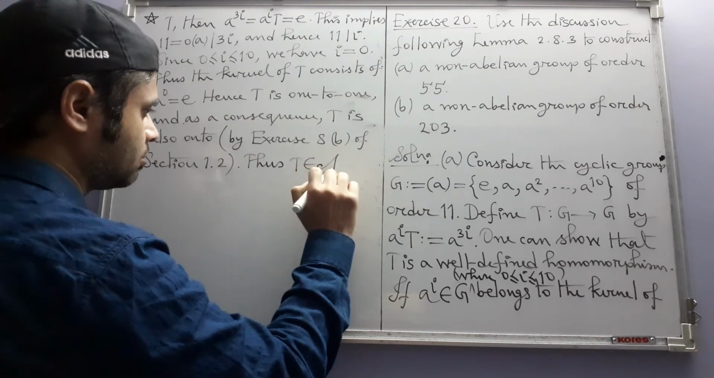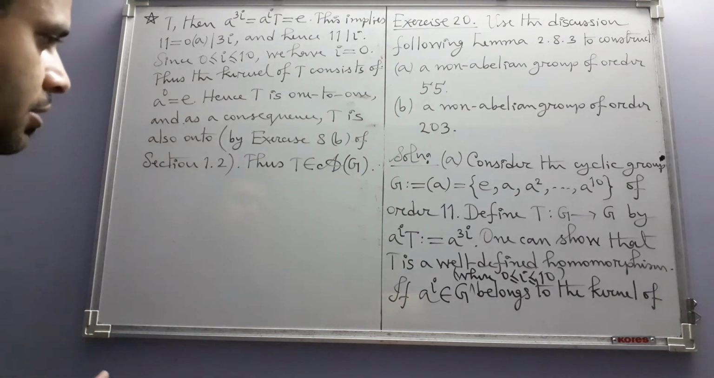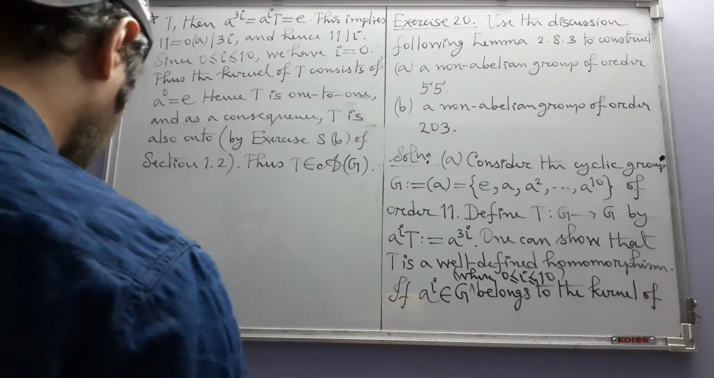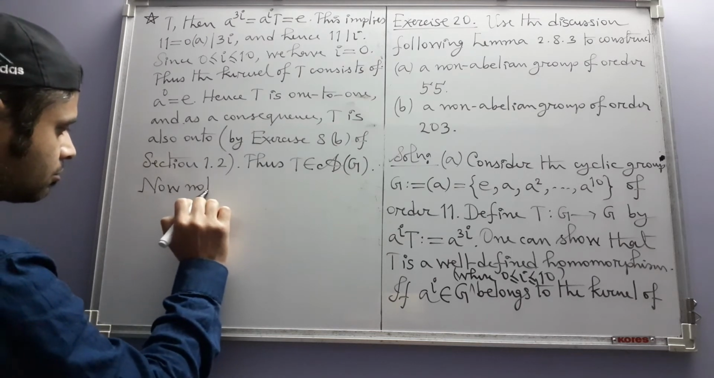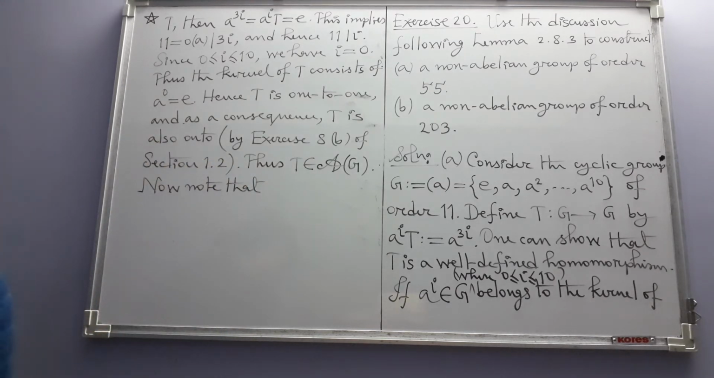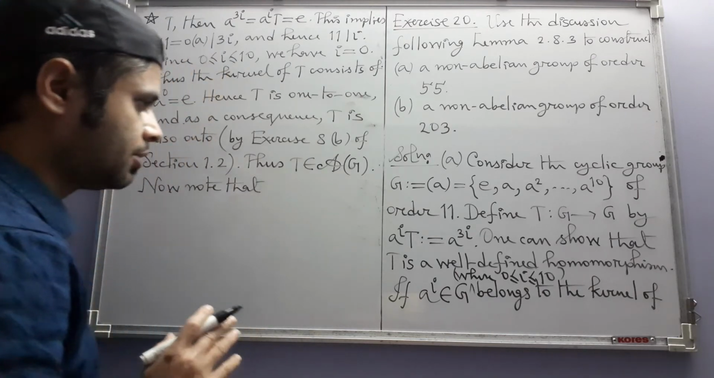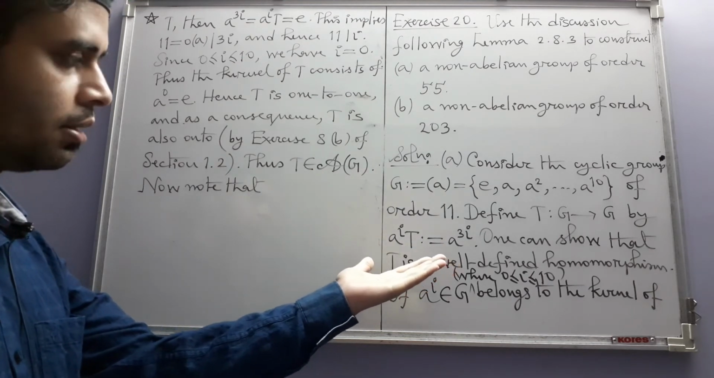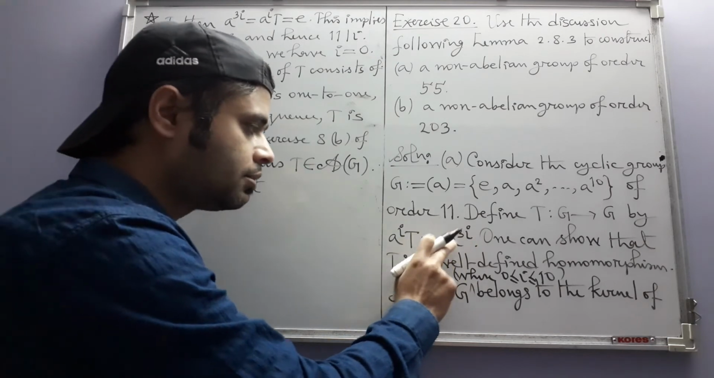Thus T is an automorphism of G. We will now have to measure the order of T as an element of this automorphism group. Note that these calculations are true for T. T, of course, itself is not the identity automorphism. That we can see from this definition itself. For example, if you apply T on A, you get A cube, and A cube is not equal to A.